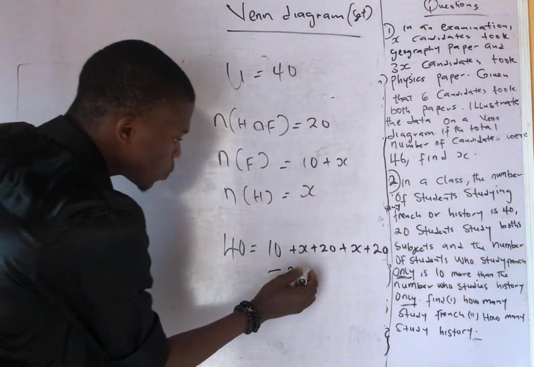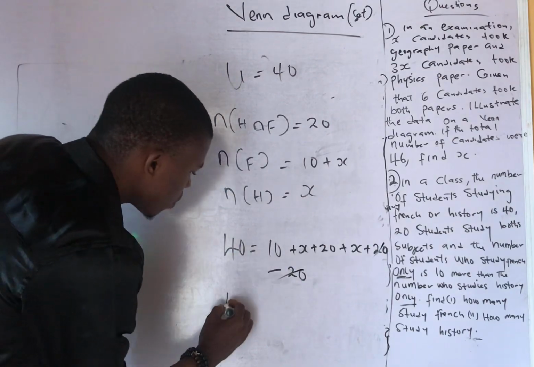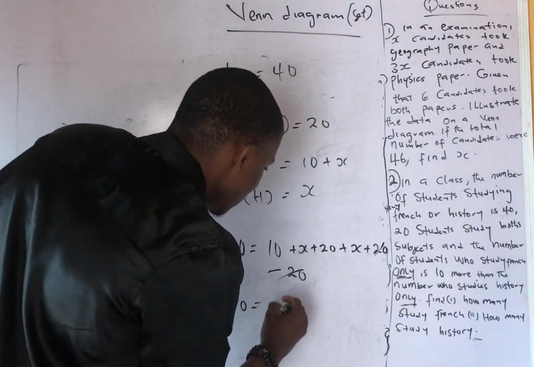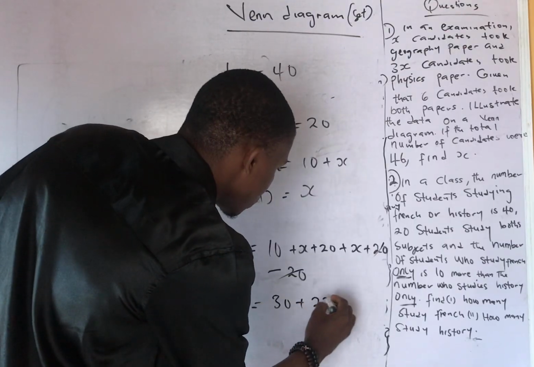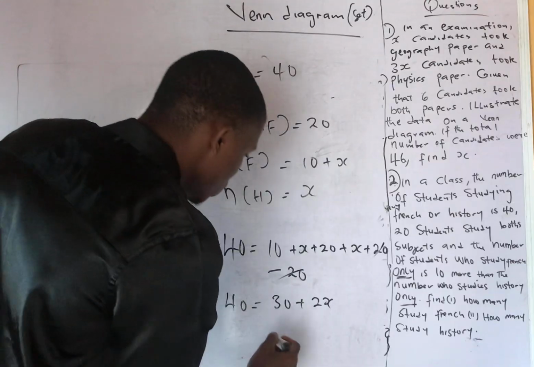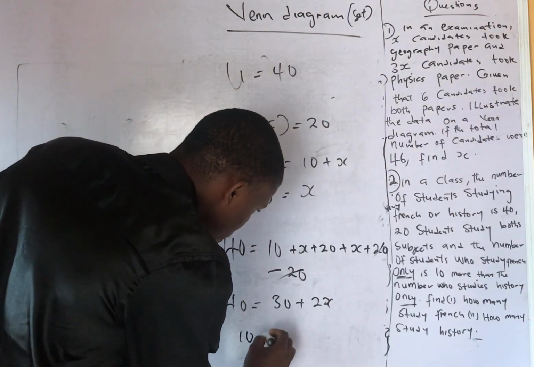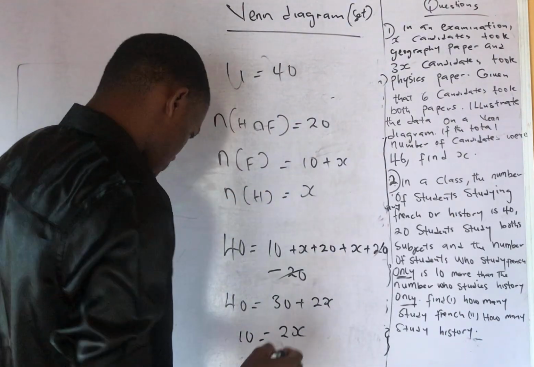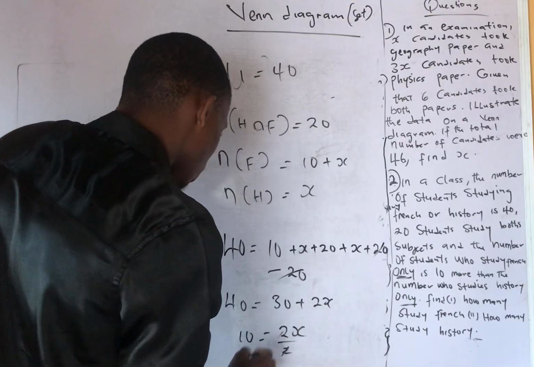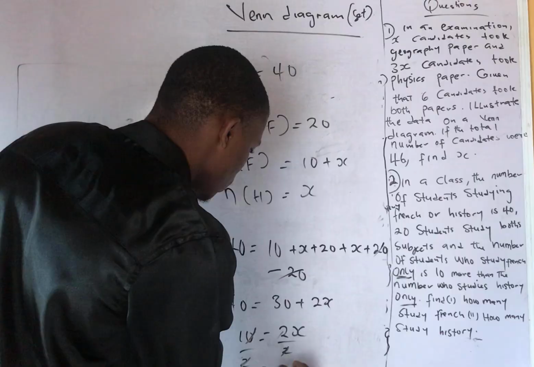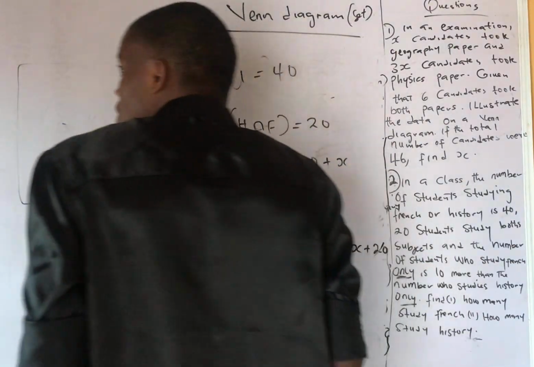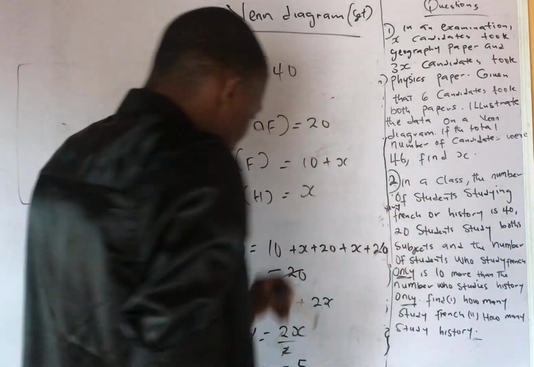Now we have this one will cancel this. Then we have 40 is equal to 10 plus, if you collect like terms, we have 30 plus 2x. Now, if you subtract, collect like terms, we have 10 is equal to 2x. Then divide by 2, the 2 here cancels the 2 here. Then our x is equal to 5. So that's the major thing. Now the x is 5.